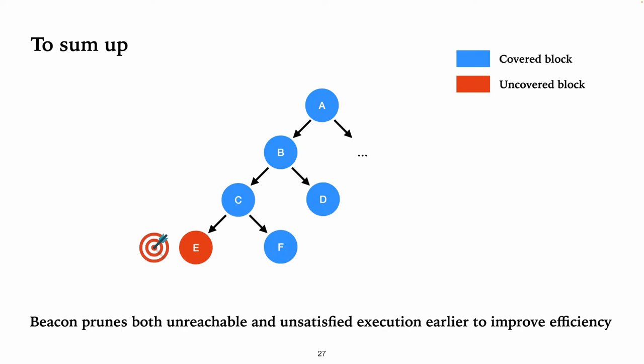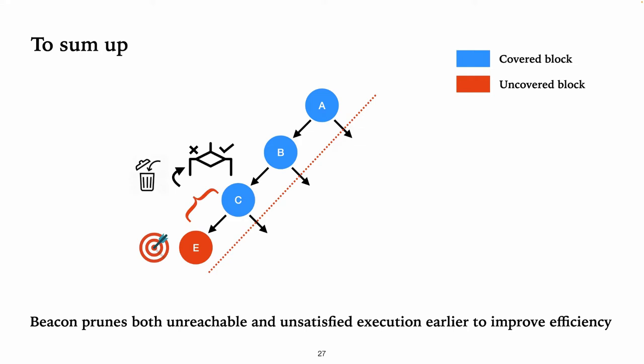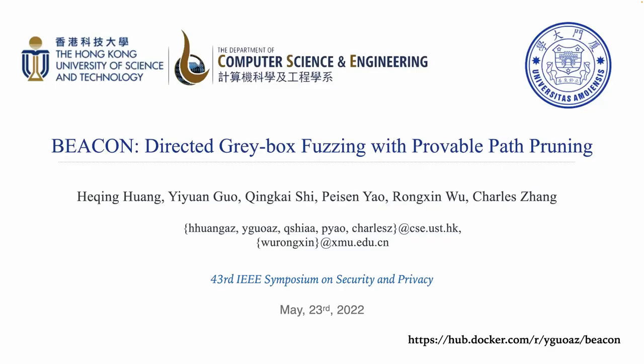To sum up, Beacon prunes not only those unreachable paths, but also the paths that cannot satisfy the precondition inferred by our static analysis, so that we can terminate those unnecessary executions earlier to improve efficiency. For more details, please come to our QA sessions and feel free to try our tools on Docker Hub. Thank you.